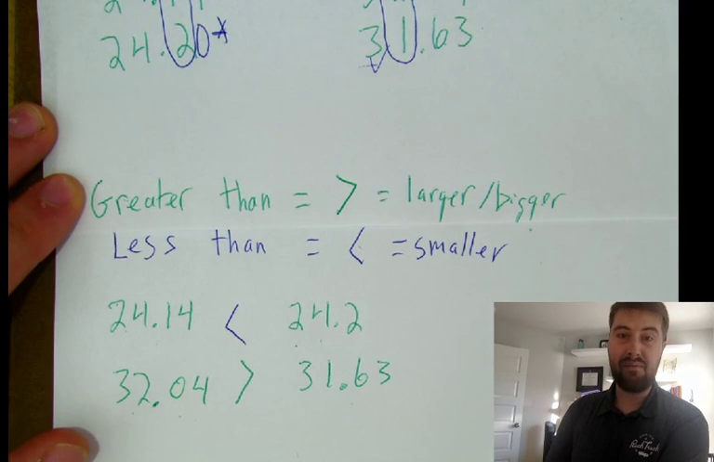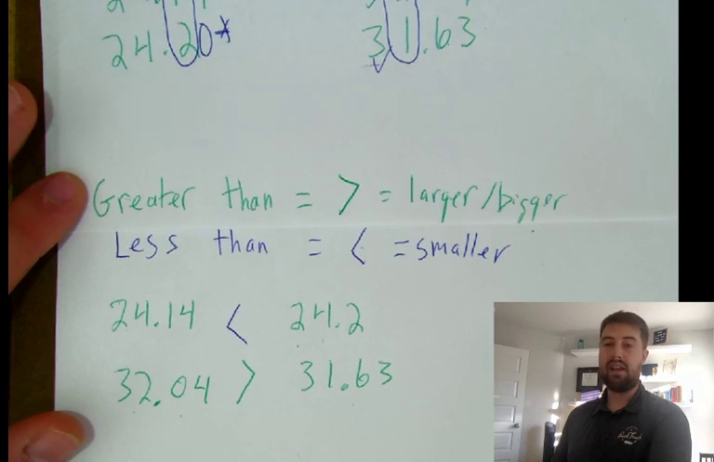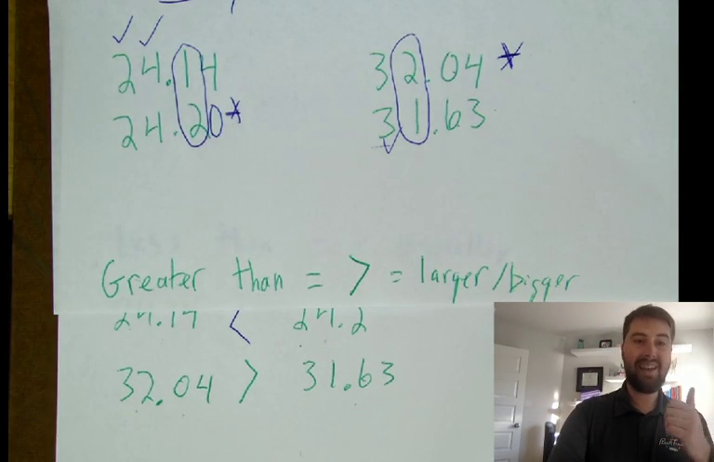Y'all, that's it for our little mini lesson review. We did place value. We did comparing decimals, and then we also remembered our greater than and less than symbols.